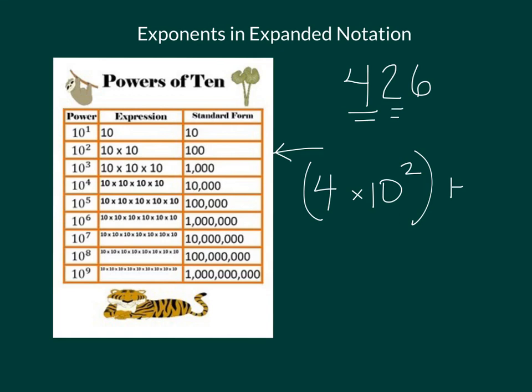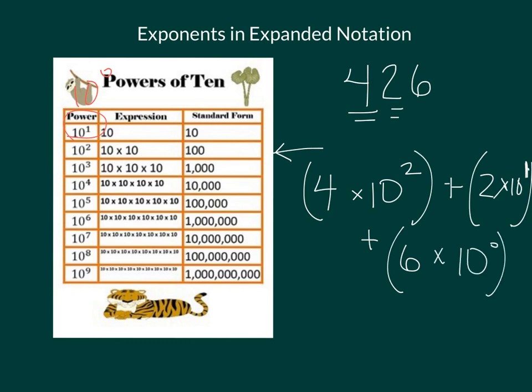Plus, now I move on to the second digit. That is 2 times, this would normally be 10, but because I don't want to say 10, I want to use powers, I'm going to go over to my table and I see it's 10 to the first power. And then the last one, as I mentioned, is not on our table, but it would be 10 to the 0 power. So I would do 6 times 10 to the 0 power. And that's as easy as it is.